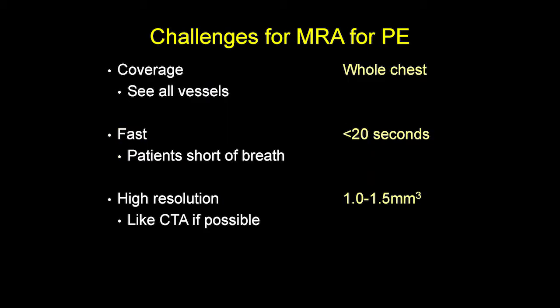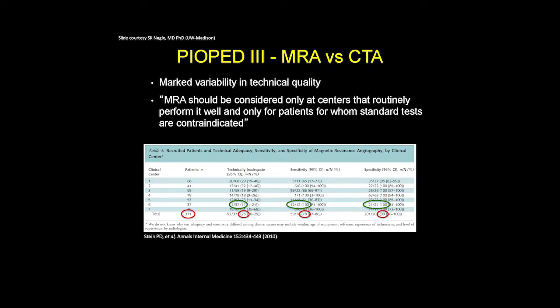There are several important challenges for MRA when trying to image PE. We do have to image the whole chest in a really short amount of time. Most of these patients are short of breath, and can only hold their breath for 10 to 15 seconds. And then we need to image even the smallest vessels in the lungs. So you need a spatial resolution that's on the order of 1 to 1.5 millimeters isotropic.